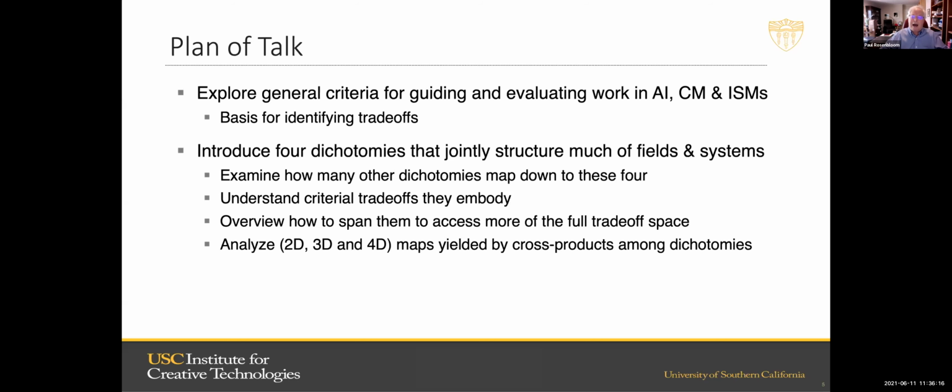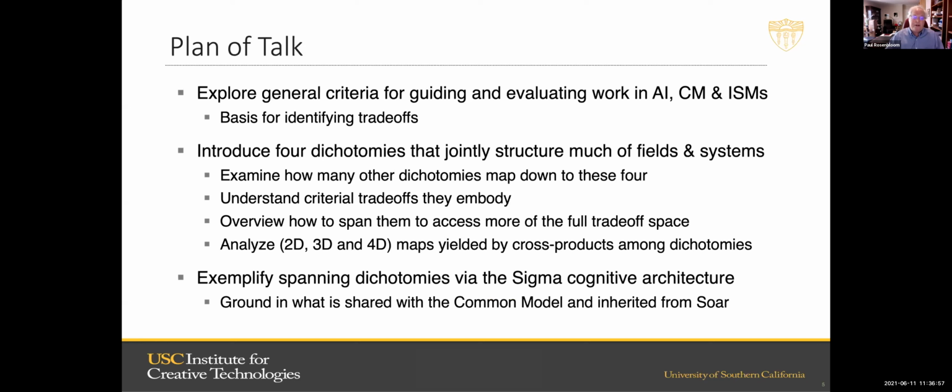We're then going to essentially map many existing technologies down to these four, essentially to get more unity, I guess you could say, in the field and to increase the power of these four particular ones. Then understand the trade-offs among the criteria they embody, overview how the cross-product of these four provides a way of looking at the full trade-off space among technologies, and then look at a few 2D, 3D, and 4D maps that come out of this. Certainly nowhere near the full space of such maps.